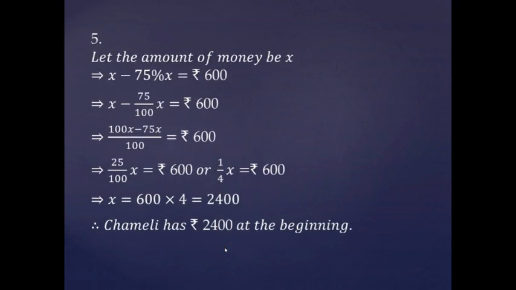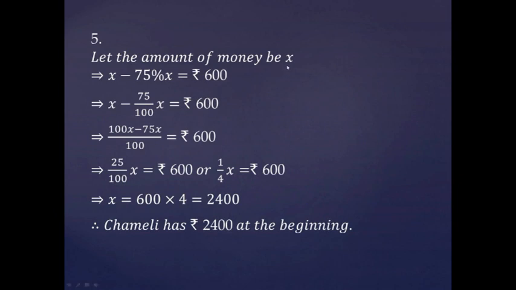Okay, we have to see question number 5 here. Chameli has some amount of money, first of all, that we have not known. So she spent 75% of it, and the money left behind is 600. At the beginning, how much money did Chameli have?